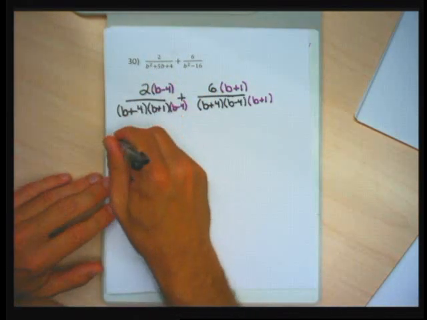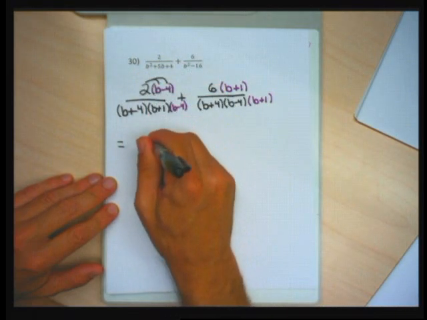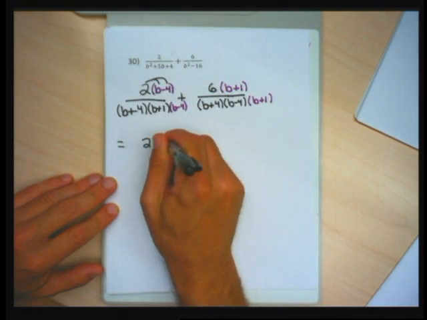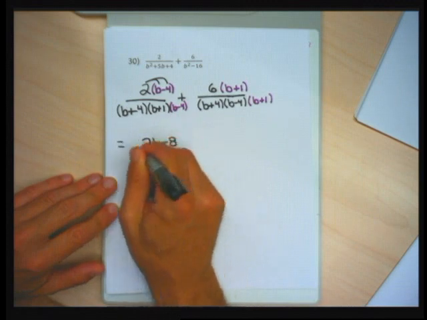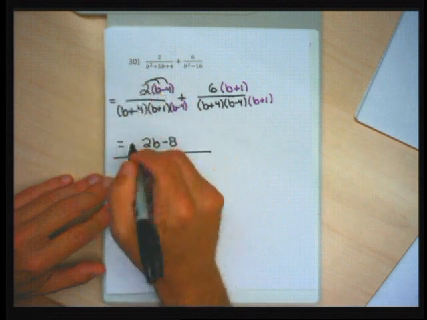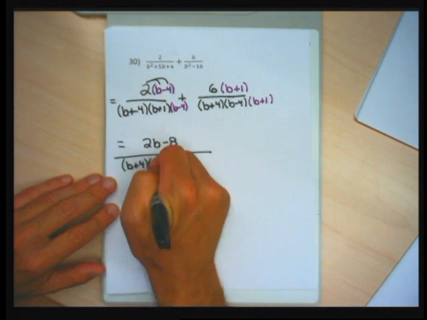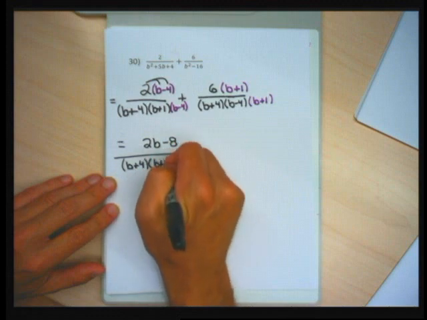So my next step, I'm going to multiply out the numerators. I'm going to multiply a 2 times b in the left numerator, and a 2 times a minus 4, and the left fraction is going to have a 2b minus 8 in its numerator. And then I'm going to just leave the order. I'm content with this order: b plus 4, b plus 1, b minus 4.